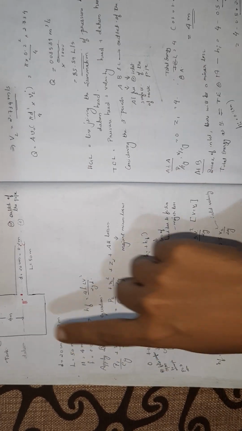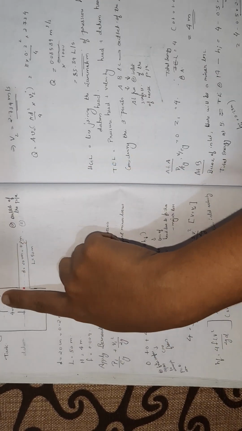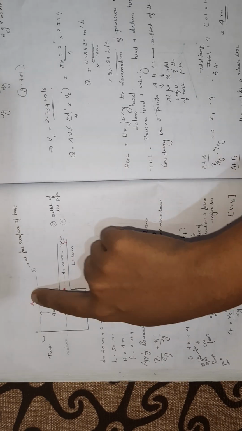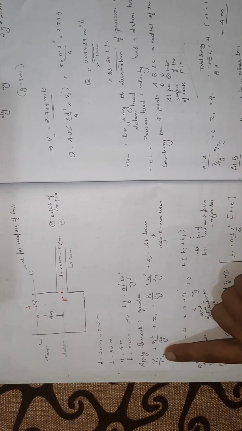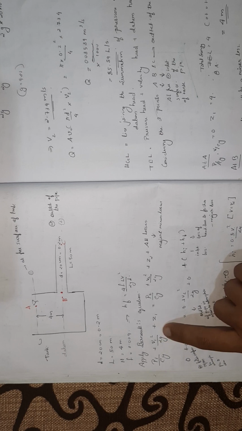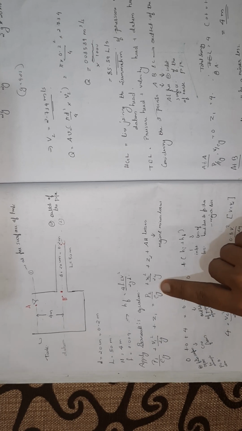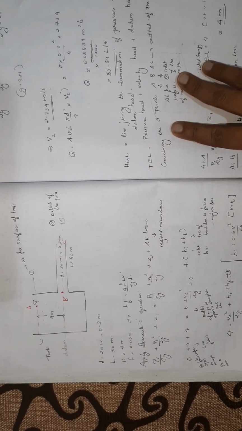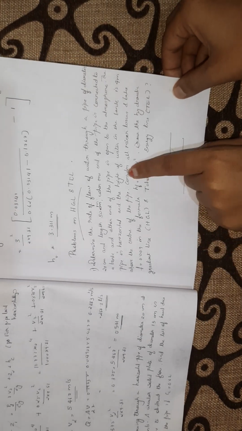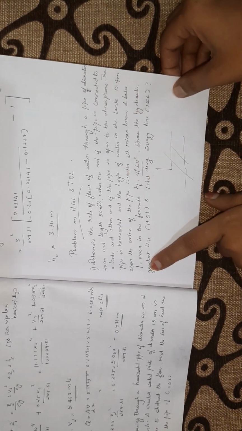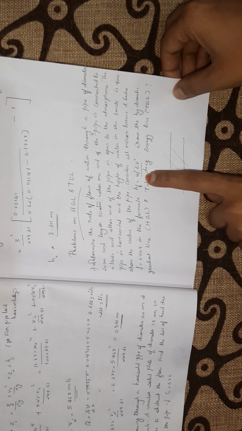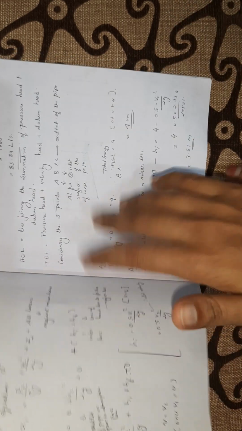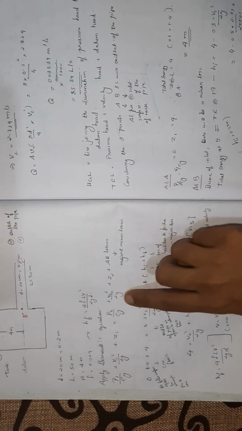So if you are taking the first point at the free surface of the tank, that is at this point, we know that Bernoulli's equation is P1 by rho g plus V1 square by 2g plus Z1 is equal to P2 by rho g plus V2 square by 2g plus Z2 plus all losses. Okay, they have asked us to consider what all losses? They have asked us to consider all minor losses and also the major losses, that is the frictional loss. So this is our equation.